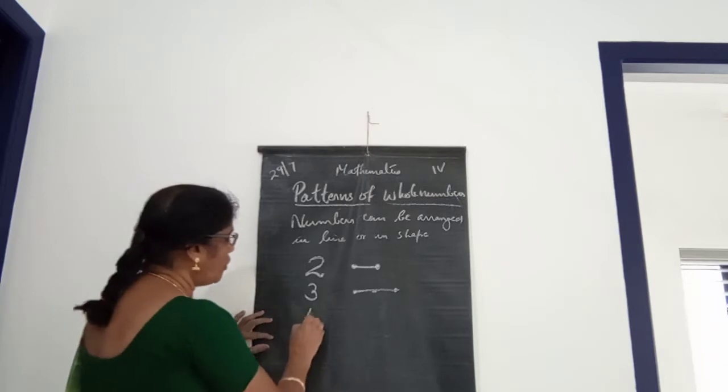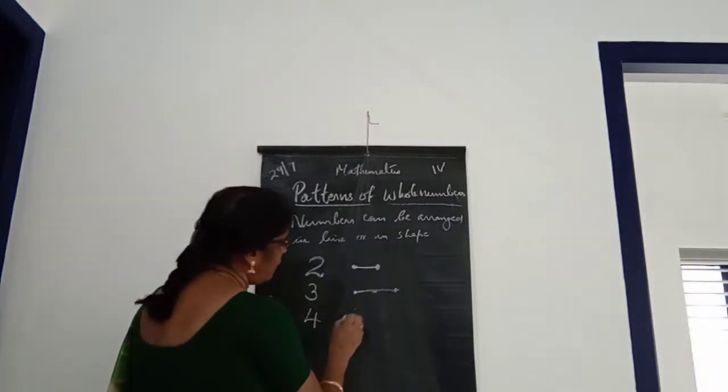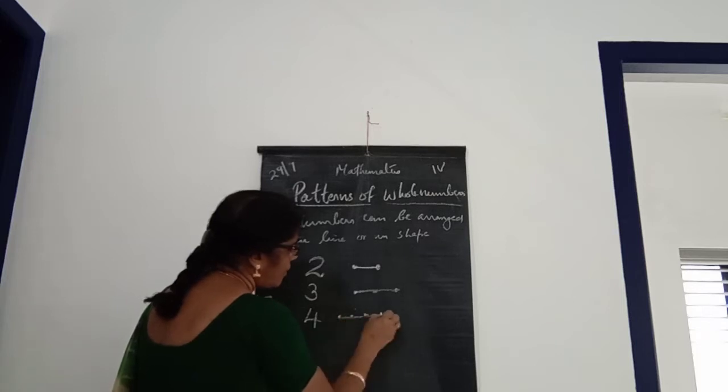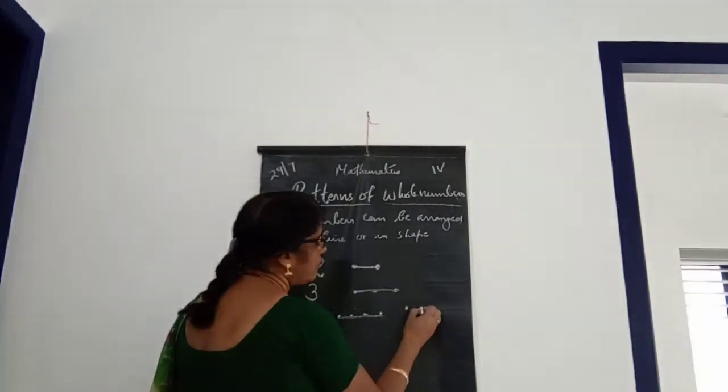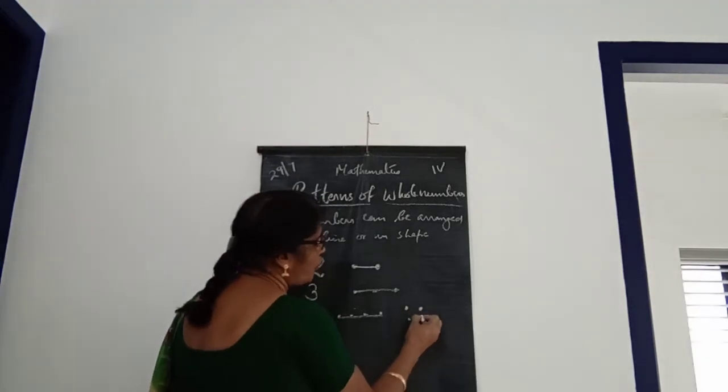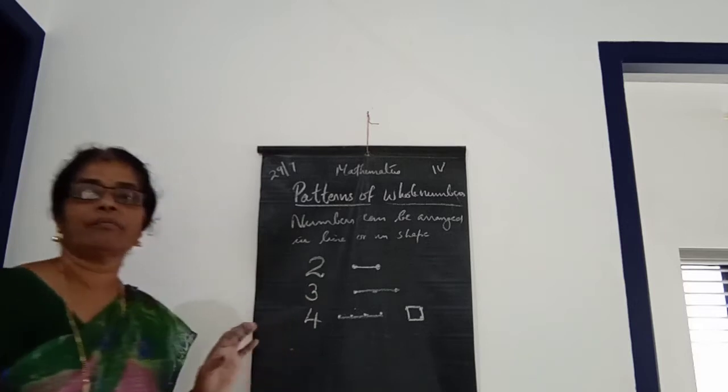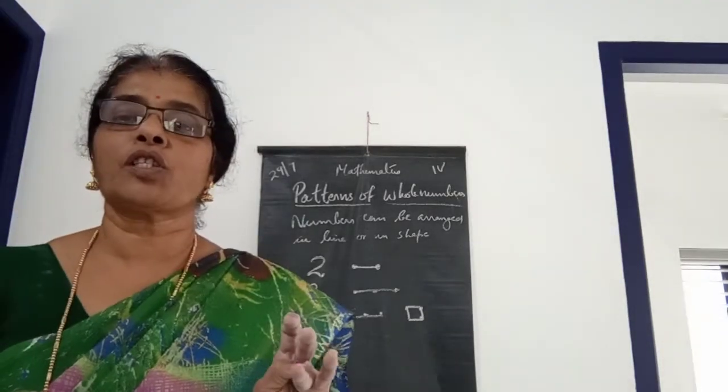And number 4. Look here. Number 4 we can arrange as a line, or we can make a shape by these 4 dots. Look here, that is a shape of square.